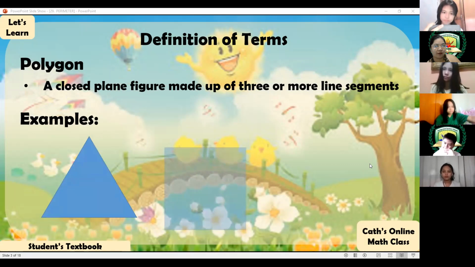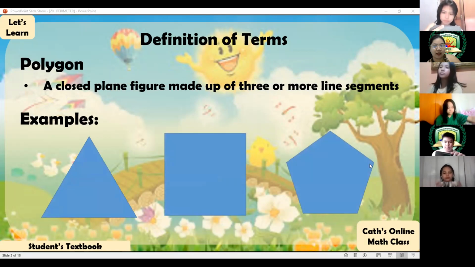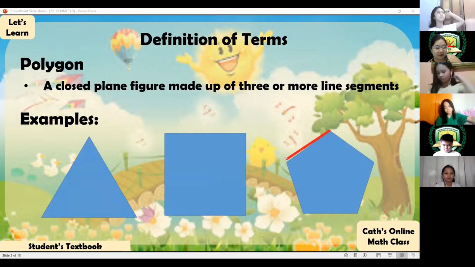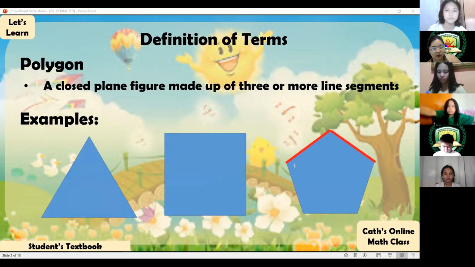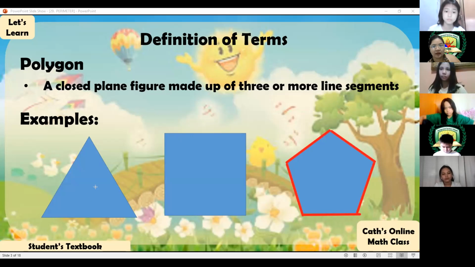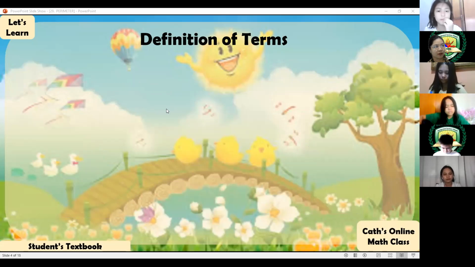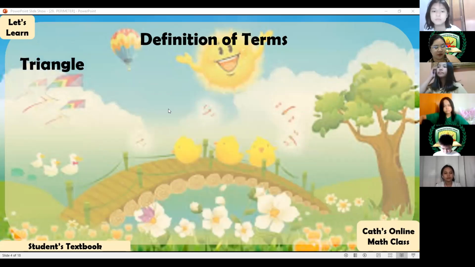So example, we have the triangle, the square, and the pentagon. So these polygons are made up of different line segments. We have 1, 2, 3, 4, and 5. Ito namang quadrilateral, meron tayong 4. So triangle, we have 3. Ito yung susukatin natin ngayon, yung perimeter.